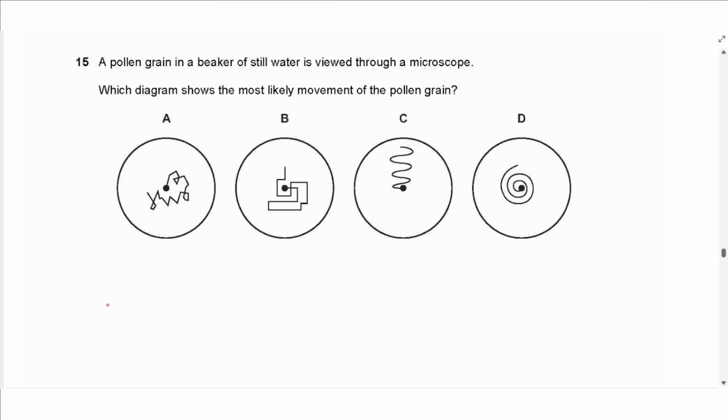Question 15 says a pollen grain in a beaker of still water is viewed through a microscope. Which diagram shows the most likely movement of the pollen grain? It must be random broken lines, so it mustn't have a pattern, so we choose A. And it is not curved, so it is not C or D.